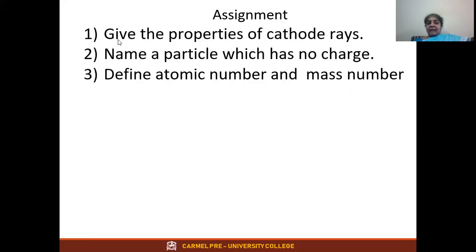Okay, and write these questions. What is the first question? Give the properties of cathode rays. Second one, name a particle which has no charge. Third one, define atomic number and mass number. Clear, students? Please take down these 3 questions and maintain this, writing this in a separate 100 pages notebook and make it as assignment book.